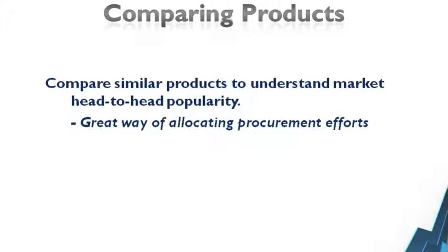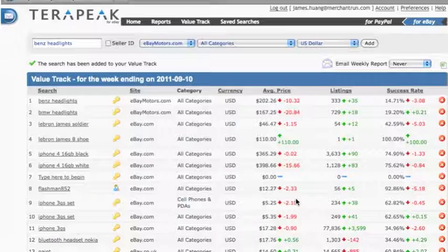Let's now look at comparing similar products. Advanced sellers often like to compare similar products side by side in ValueTrack in order to measure head-to-head popularity. This allows a seller to better allocate their cash towards inventory and also their procurement department towards the right products. Let's now look at ValueTrack in Terapeak.